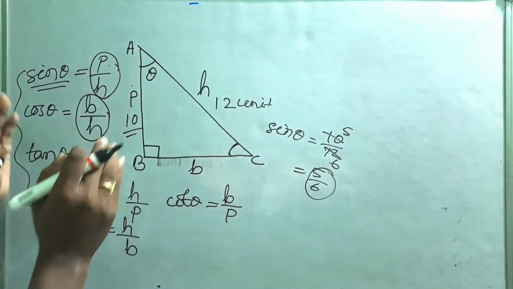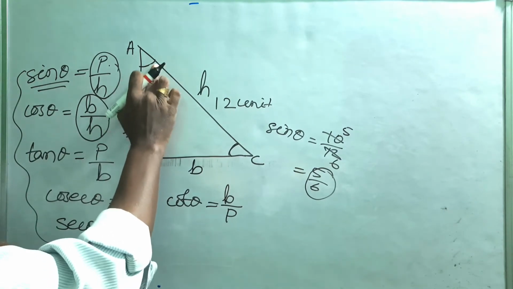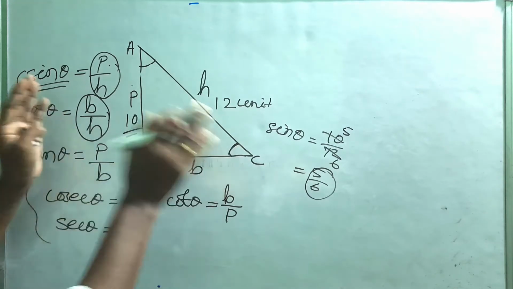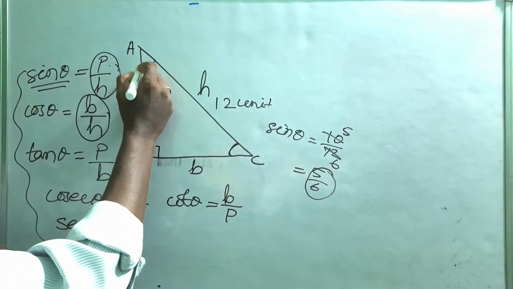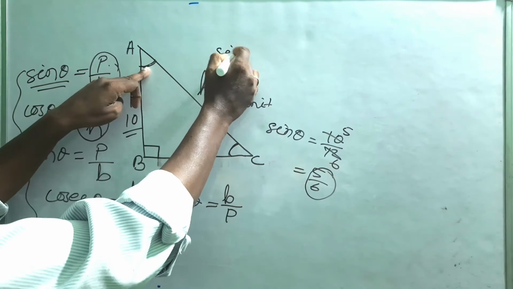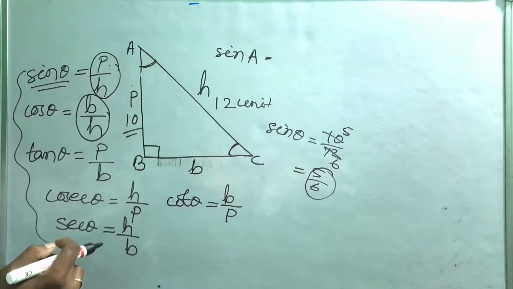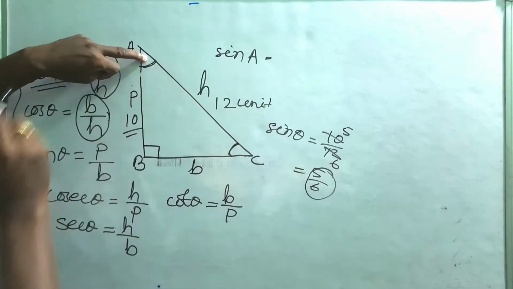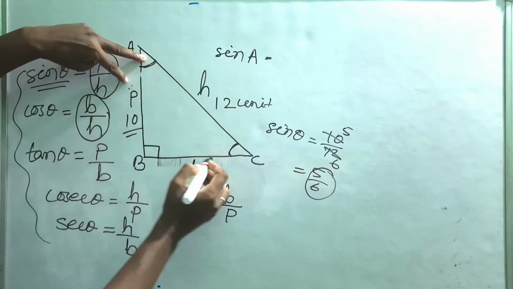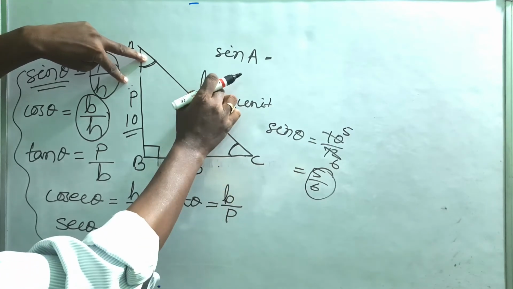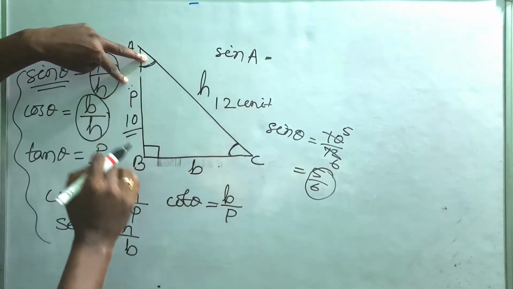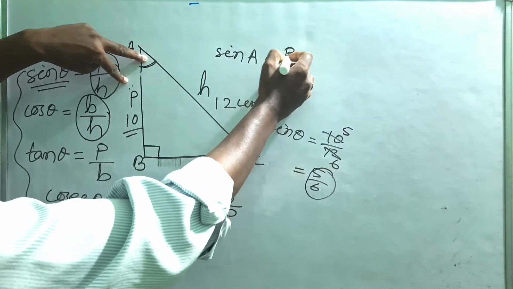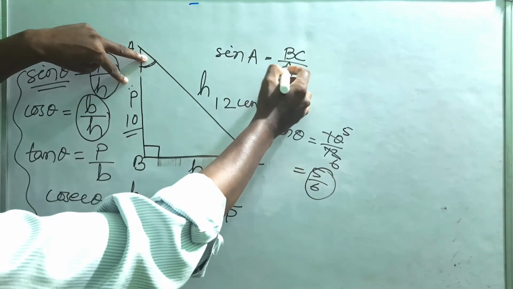Then the next question is, suppose theta is not given, no angle is mentioned here, and you want to find sin A. Here we are considering angle A. So for this angle, this will be the base, this will be the perpendicular P, and this will be the hypotenuse. So sin A will be P by H, that means BC by AC.